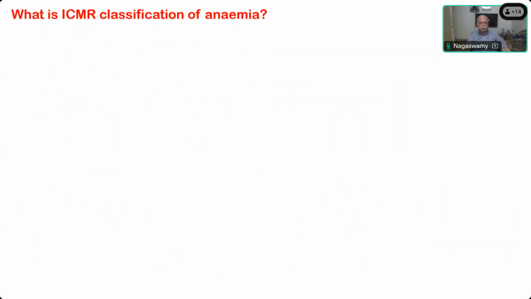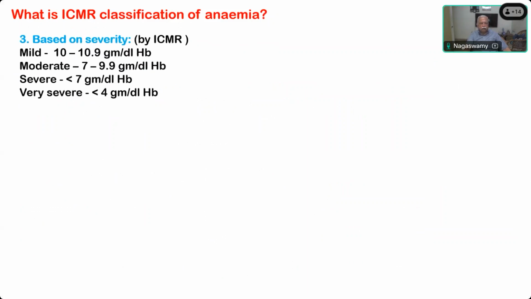The third classification is based on the ICMR. What is the ICMR classification of anemia? Any idea? It is classified based on the severity of anemia, like mild, moderate, severe, and very severe. Okay, so ICMR has classified that as 4 categories. One is mild, when the hemoglobin reduction is between 10 to 10.9. Moderate anemia is 7 to 9.9. Severe anemia when the hemoglobin is less than 7, and very severe is hemoglobin less than 4 grams.